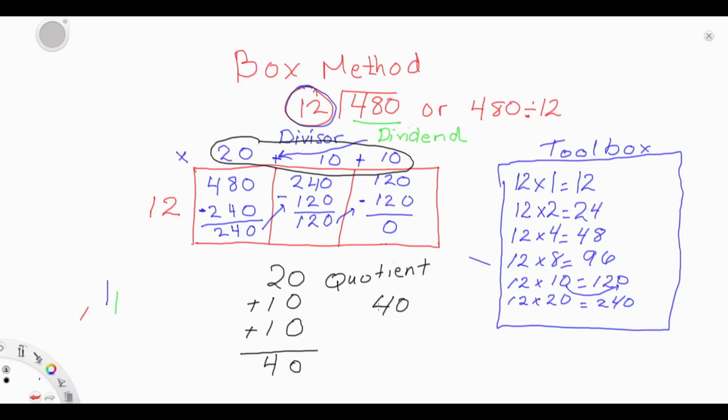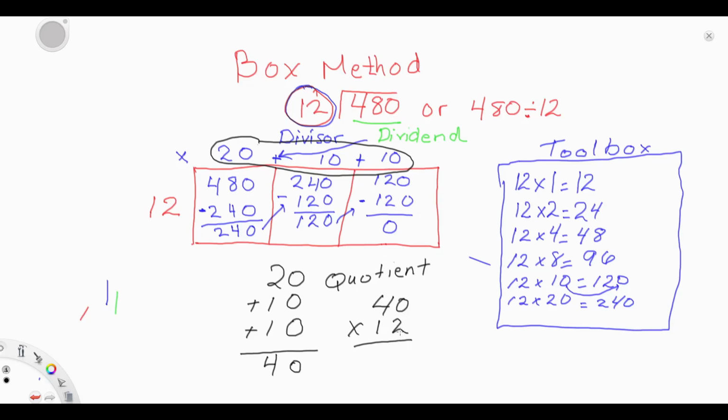Now, how do we know that we have the right answer? Well, that's a good question. How do we know? In order to check your work, I'm going to take my answer, which is my quotient, to a division problem, and I'm going to do the opposite math to check to see if I get my dividend as an answer. So you take your answer, which is 40, multiply it by 12, which is your divisor. And if you did the workout correctly, you should get your dividend, which is 480, as your product here.